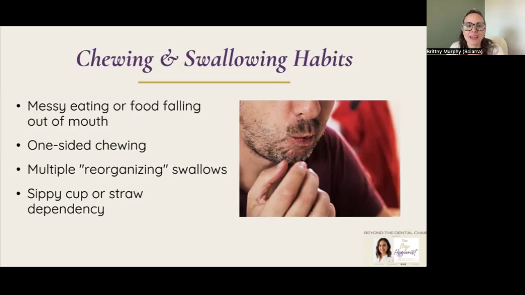Do they have to reorganize their swallow multiple times? Are they still using a sippy cup? Do they only drink out of a straw? Are they a messy eater? Do they complain that they chew with their mouth open, or their child chews with their mouth open, or that the area in front of them is very messy and there's food constantly all over the place?